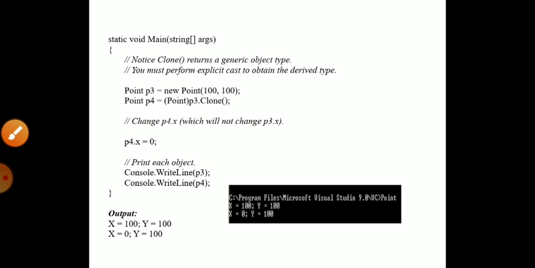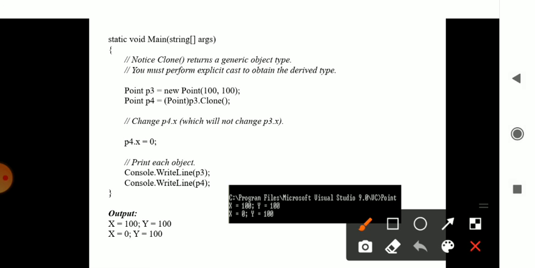Let's check what happens in the main method. In the main method, two objects are created for the class Point, P3 and P4. The first one passes the values of x and y, 100 and 100. For the second object, a clone is created with P3.Clone. So whatever is in P3, that is 100 for x and y, will be cloned here and printed.